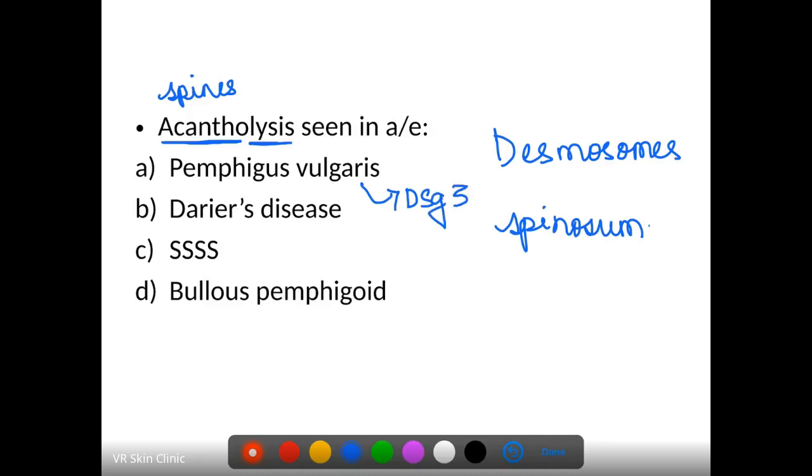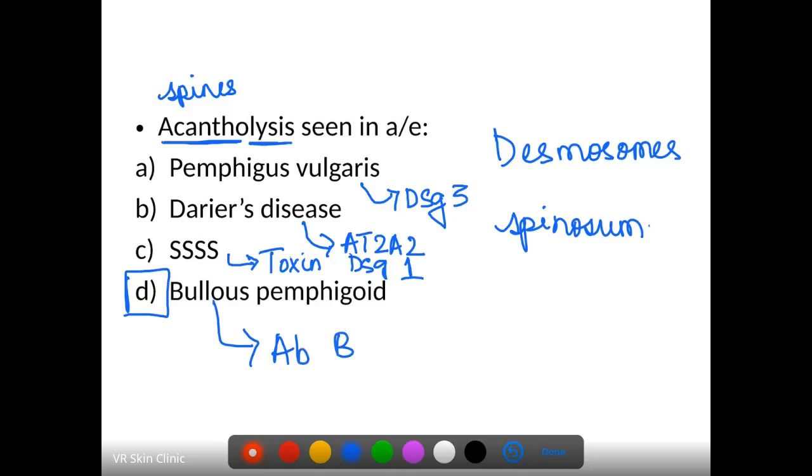In Darier's disease, there is an ATP2A2 mutation and we see acantholysis. In staphylococcal scalded skin syndrome, there is toxin against desmoglein 1. In all these conditions we see acantholysis. So the answer is bullous pemphigoid, where there is antibody against BP antigen 1 and 2 and there is no acantholysis.